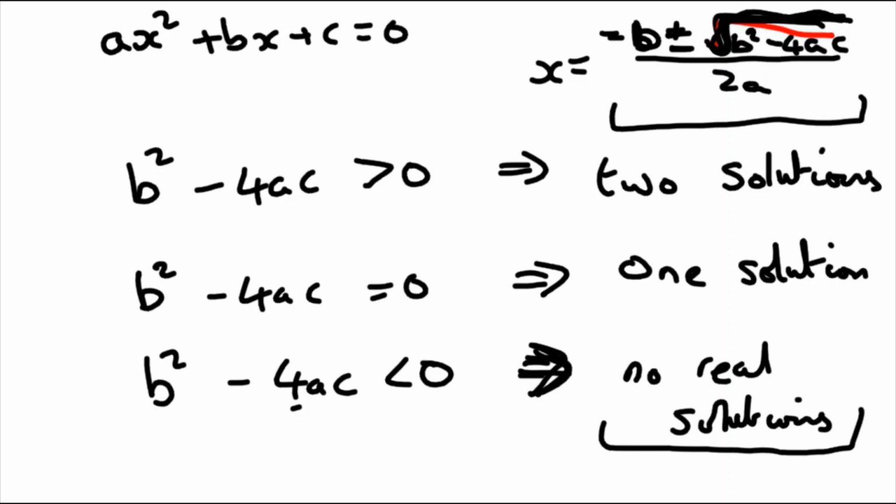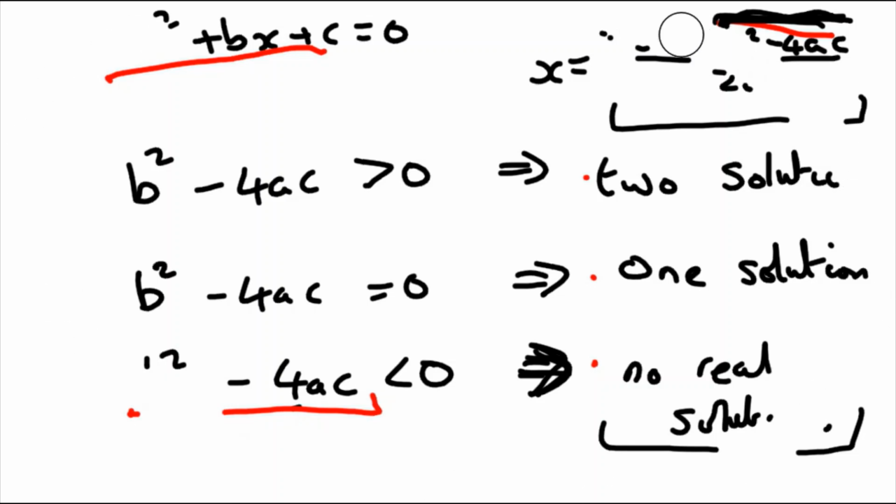Now, what we call this b squared minus 4ac, we call this the discriminant. By looking at it, it will tell us whether our quadratic equation has 1, 2, or no solutions. So let's have a look at a couple of examples.